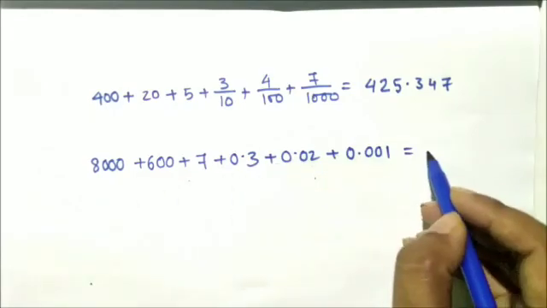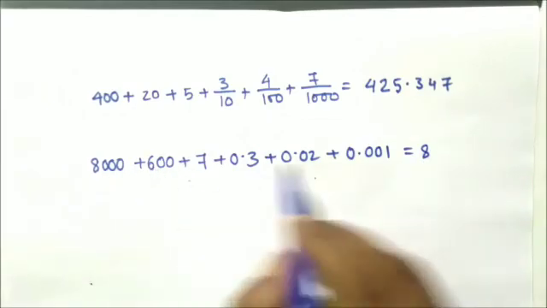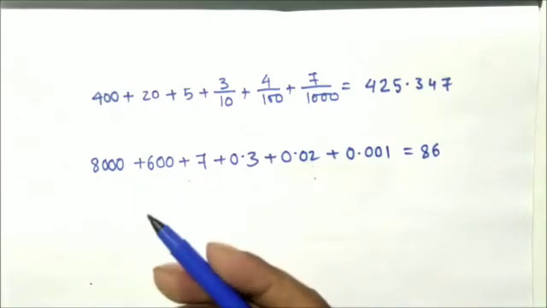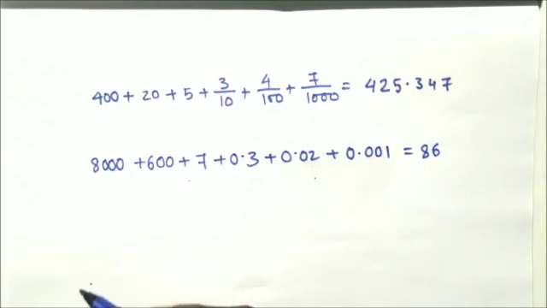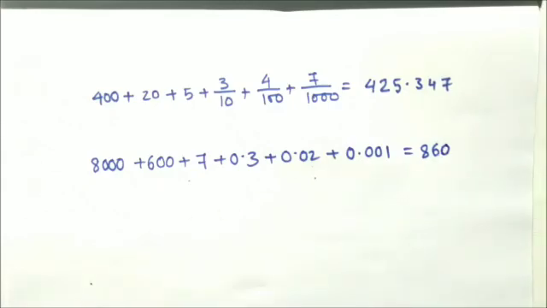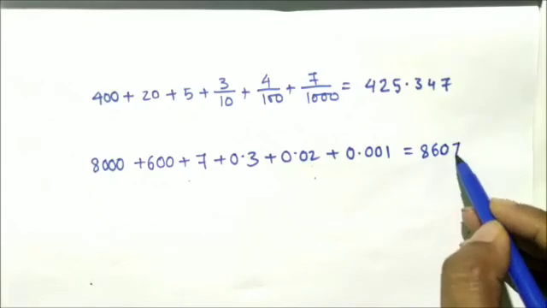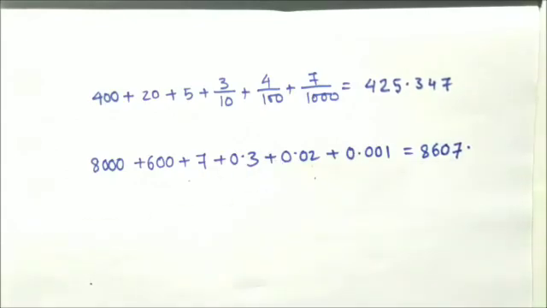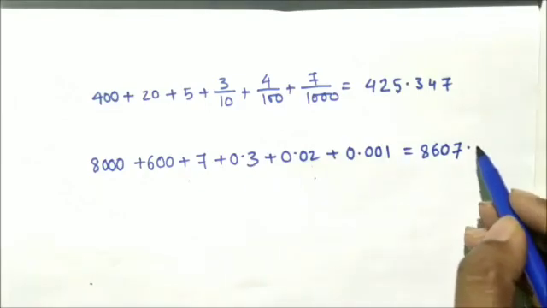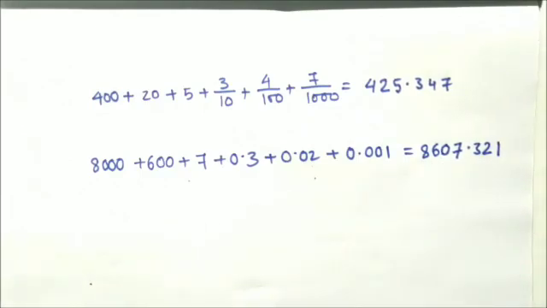8000, so 8 will be in the thousands place. Then comes 100. 600 is here, so 6 will be in the hundreds place. Now tens, but here there is no 10, no 20, no 30, no 40, no 50, no 60, so we put a 0 in the tens place, and the ones place is filled by 7. Then the point. The 3 is in the tenths place, 2 is in the hundredths place, 1 is in the thousandths place. Correct? So this is the answer.